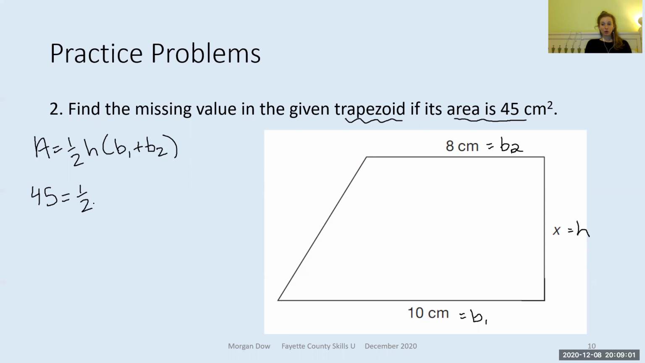Do I know the height? No, I don't. That is the missing piece of information, right? So I'm actually going to move the height to the end here. And then we do know the 2 bases. We know the 2 parallel sides. So that's 10 plus 8.